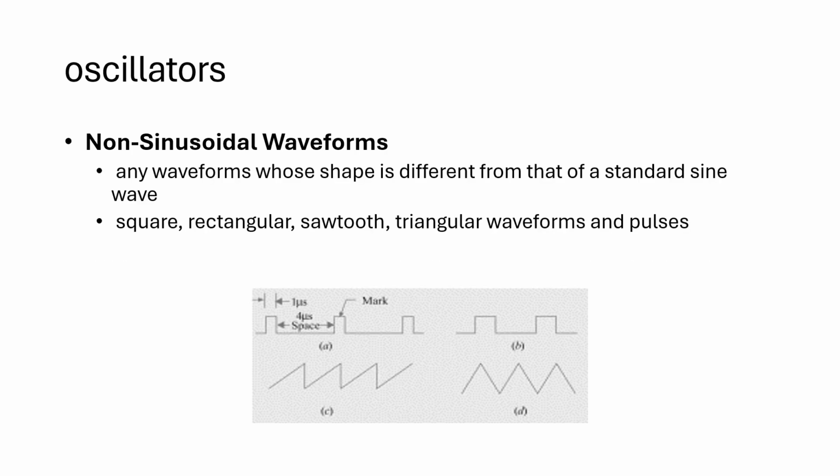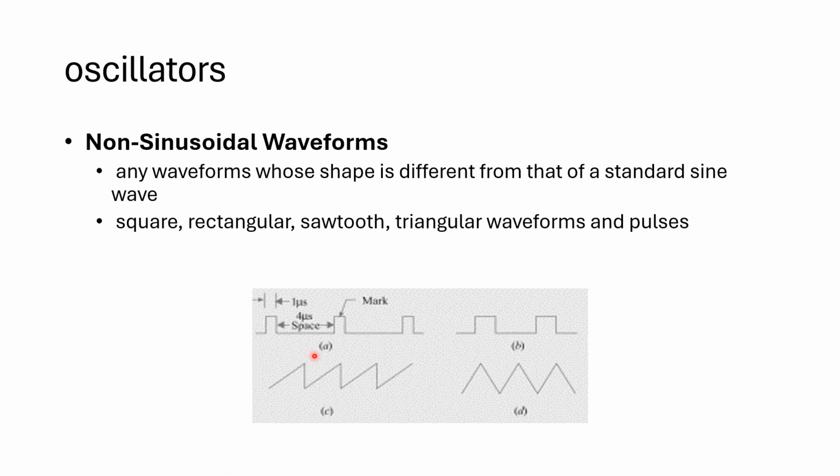So, non-sinusoidal or relaxation oscillators generate any waveforms whose shape is different from that of a standard sine wave. So, the different types of non-sinusoidal waveforms that can be produced by relaxation oscillators are square wave, rectangular wave, sawtooth wave, triangular waveforms, and pulses.